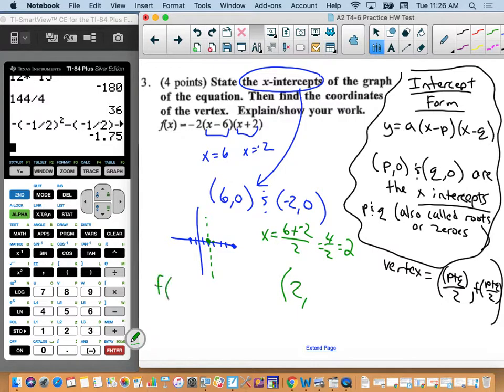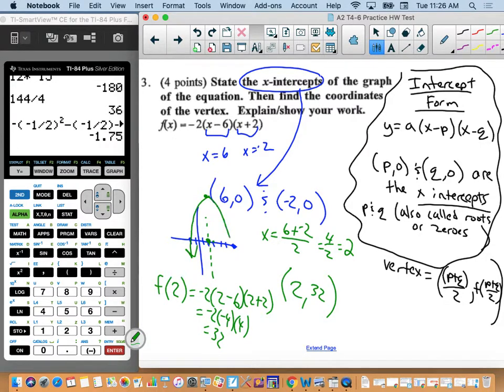And then you just plug that into your equation. You could use your calculator for this if you'd like. So you get negative 2 times negative 4 times positive 4. So that equals 32. So the point 2, 32 would be the vertex. And then the parabola would open down and intercept the x-axis at those two spots. And you can see how the vertex is right in the middle of negative 2 and 6. So here's the vertex, here's your x-intercepts.